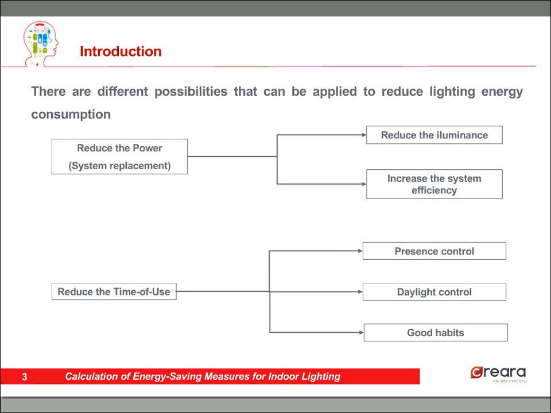Also, we can improve the system efficiency. We can maintain the illuminance, but improve the efficiency: the efficiency of the luminaire, the efficiency of the lamp, the efficiency even of the auxiliary equipment. And the other group of measures, the other possibility, is to reduce the time of use. We can get this with intelligent control systems, such as occupancy control, daylight control, etc.